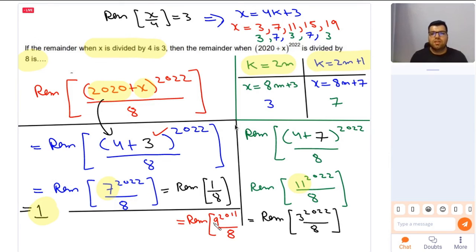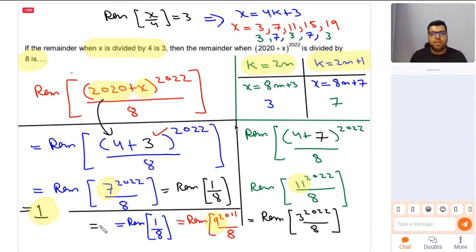Okay. And now I will replace 9 with its remainder with 8. I know most of the students have got the answer by now, but still I'm explaining the steps. So this simply becomes the remainder of 1, which is the remainder of 9 with 8, raised to power 2011. So 1 raised to power anything is 1 only. So this is the remainder of 1 by 8. What is this value coming out to be? This value is also coming out to be 1.